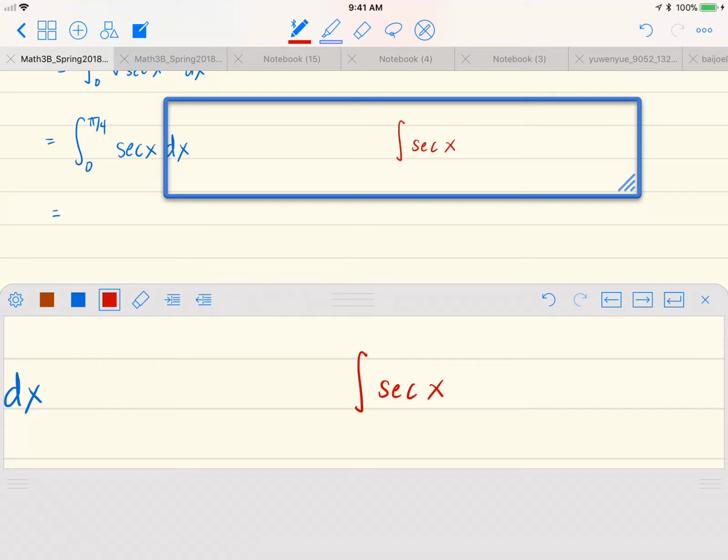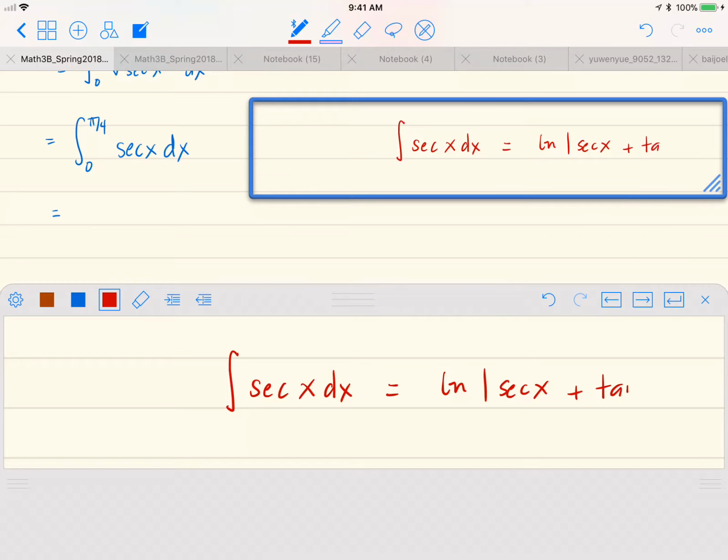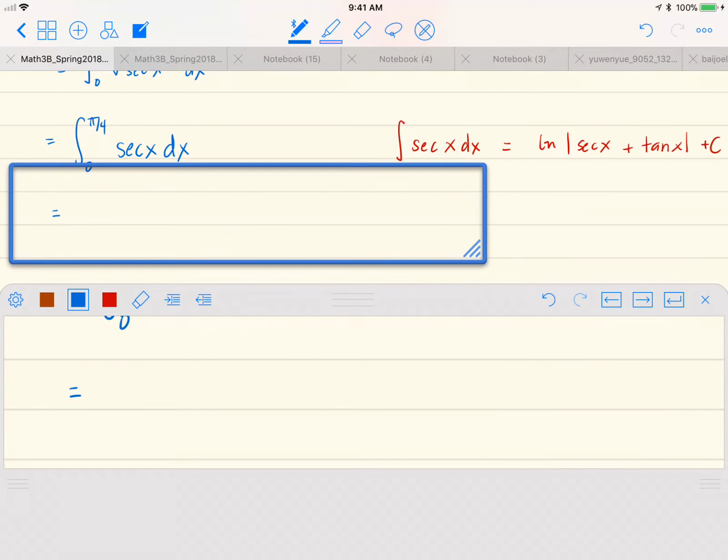And we remember that the integral, so this is something we have to remember. You could figure it out, but we went over it in class several times. It's in the lectures. It should be on your cheat sheet. So by now, you should know that this is the natural log of secant x plus tangent of x plus a constant, okay? So we're going to get the natural log of secant x plus tangent of x.